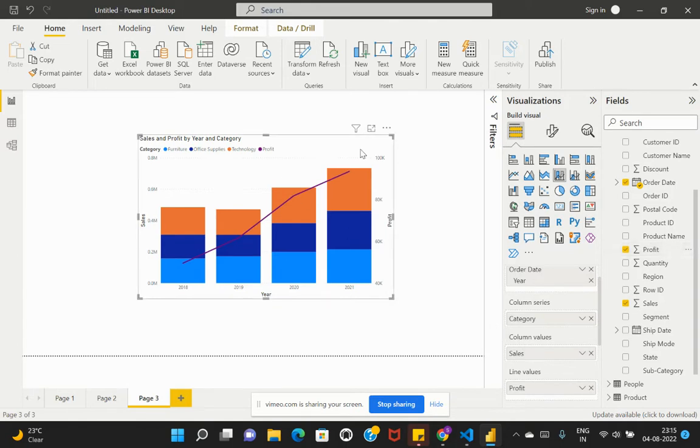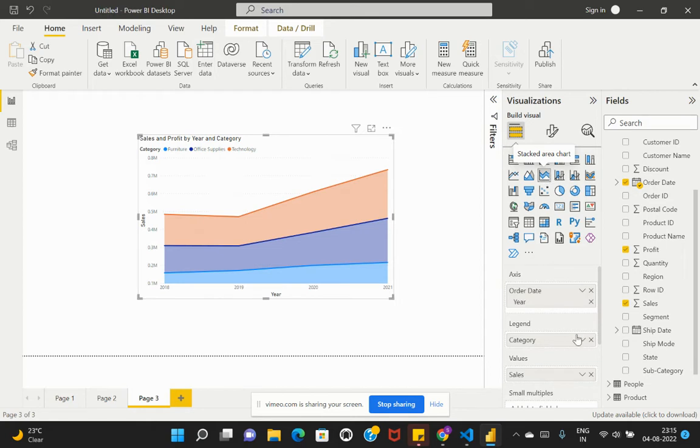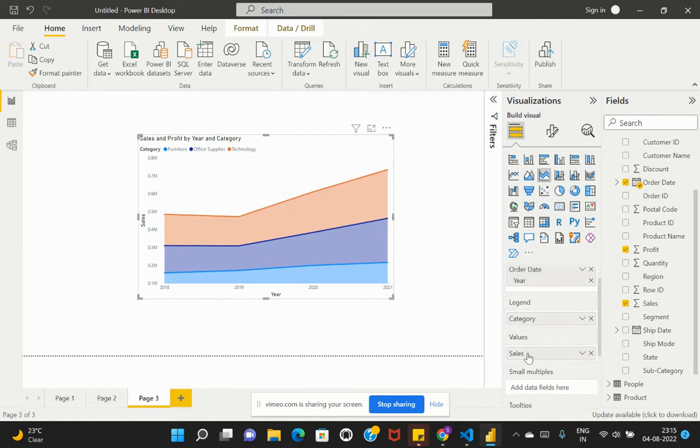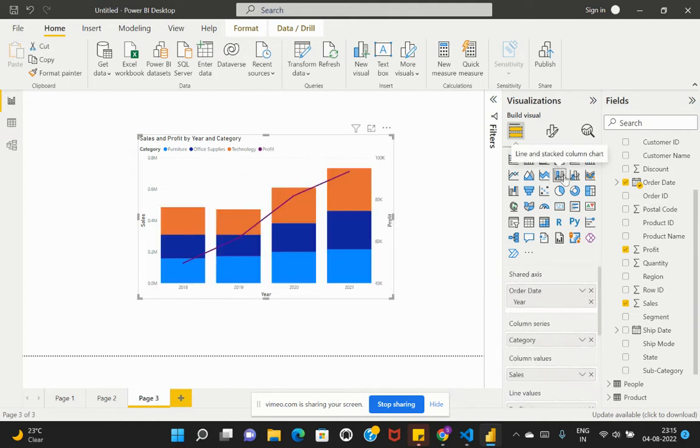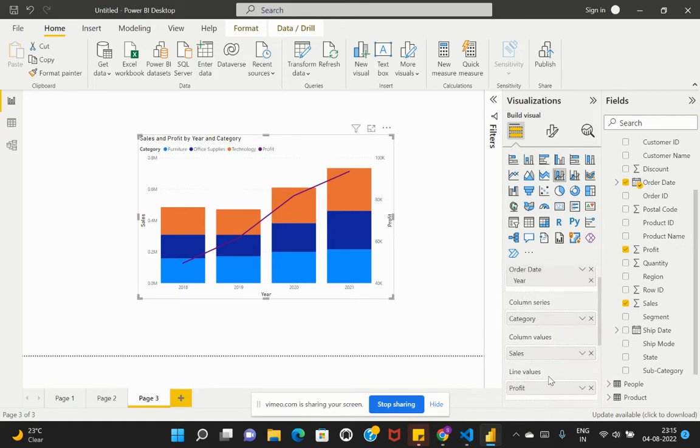If you notice, when I convert this area chart into this combo chart, the line and stacked column chart, the fields that we use here are different. If I go back to my area chart, you see that with an area chart we only had the options for axis, legend, and values, but we did not have a fourth element. The moment I select the line and stacked column chart, it has an additional field called line values.